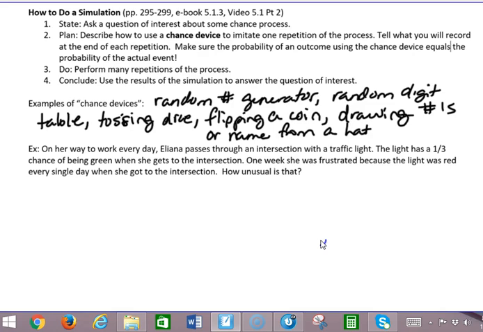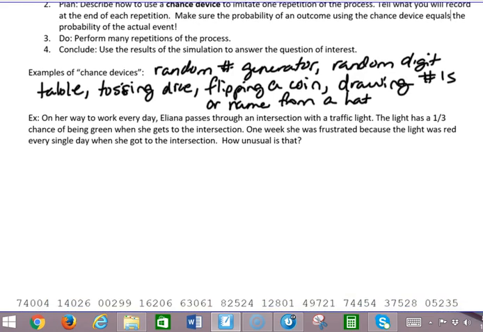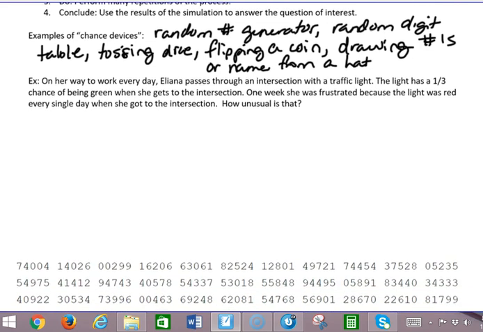So we're going to look at a specific example using a random digit table. So here is the scenario. On her way to work every day, Eliana passes through an intersection with a traffic light. The light has a 1/3 chance of being green when she gets to the intersection. One week she was frustrated because the light was red every single day, 5 days in a row, when she got to the intersection. How unusual is that?